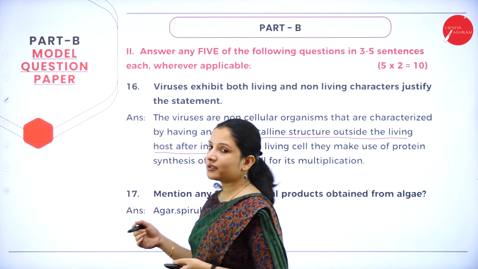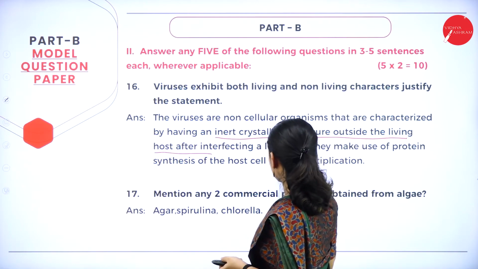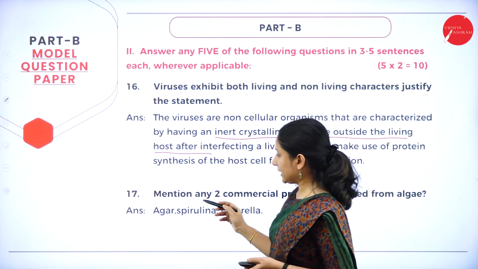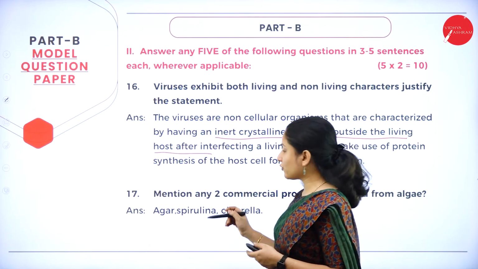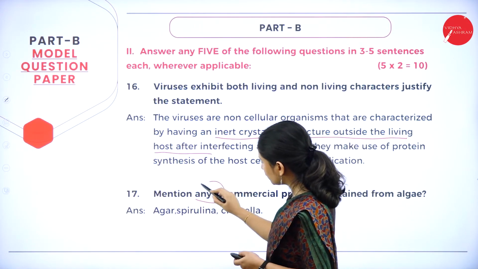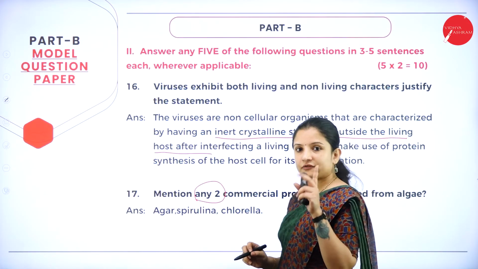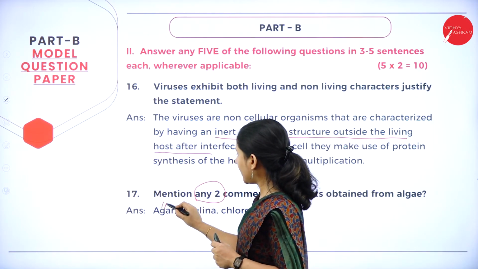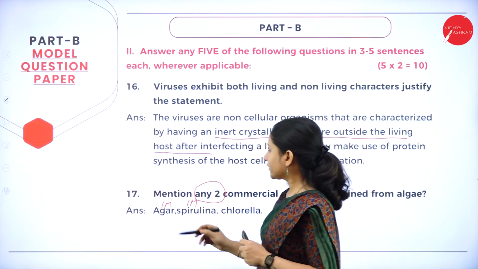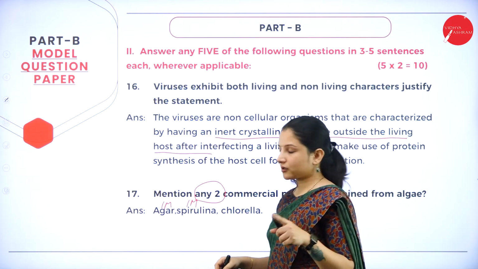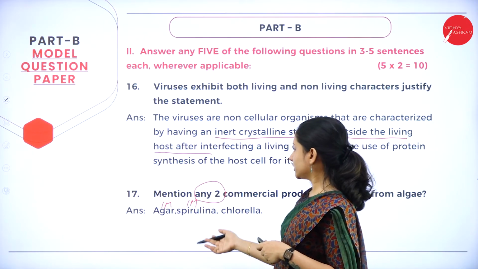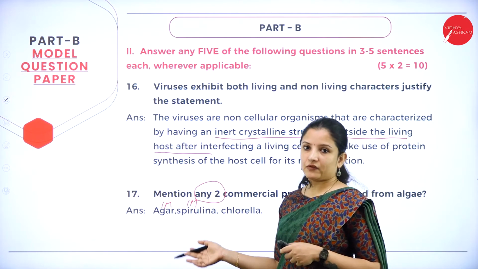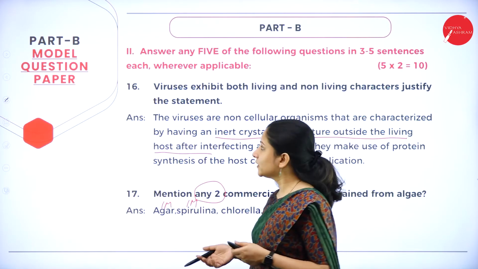So next, moving on to the next question. Mention any two commercial products obtained from algae. Here they have already told you, mention any two. Why two? Because if you write two, it will carry 1 mark each. So if you write only one, you will get only 1 mark. So agar, spirulina, chlorella. 3 examples I have given here. Any two you can write out of this.